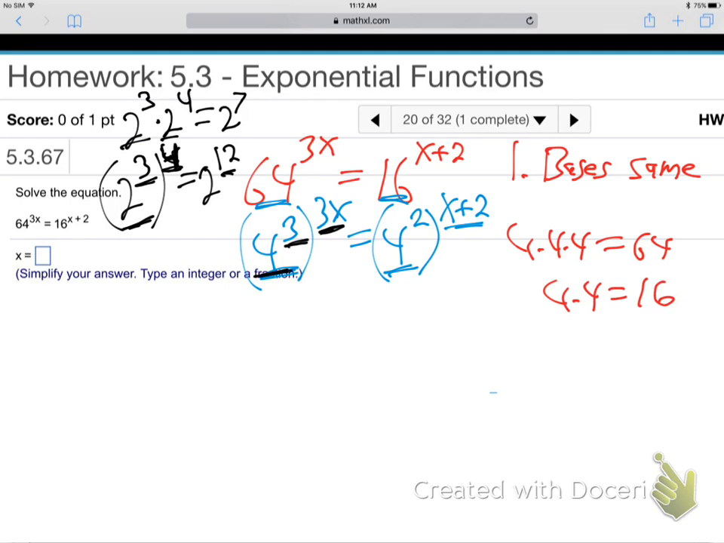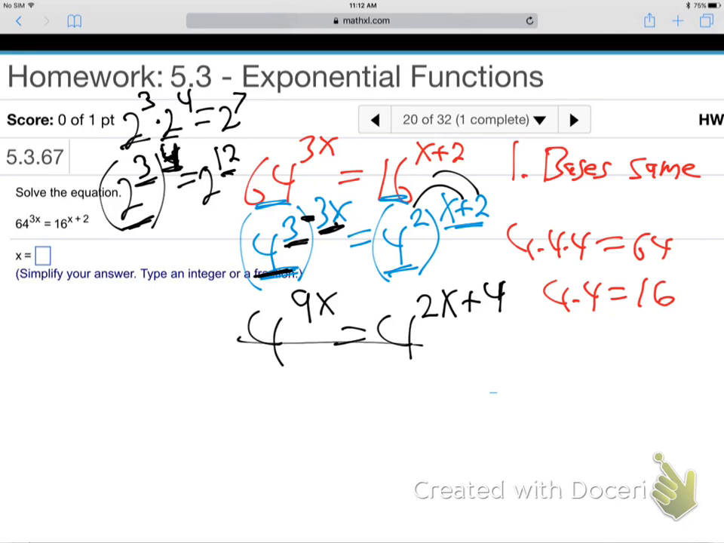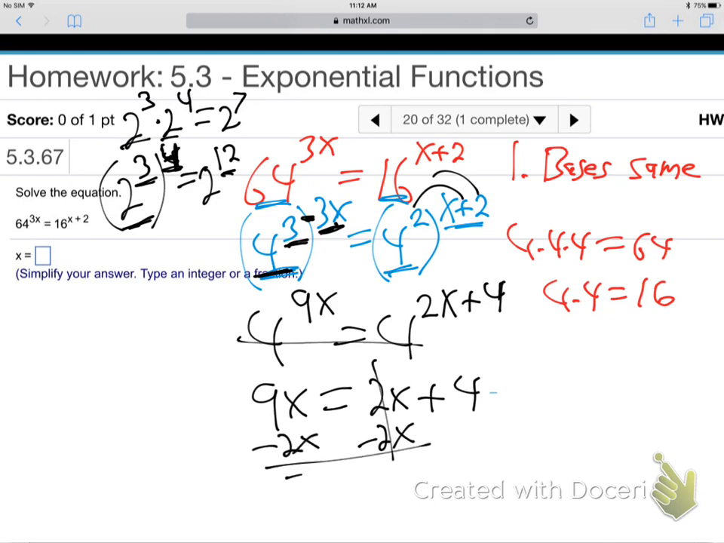3x multiplies, because there's a single 4 as the base, single base. And the 2, powers outside multiply powers inside. So that's 4 to the 9x. Same thing here. This 2 is going to multiply these guys. So that'll be 2x plus 4. Good to there? Remember those rules? Kind of, sort of. Now, cut them out. Powers equal. Solve from there. Just subtract 2x. Boom. 7x is 4. Divide by 7. 4 sevenths.